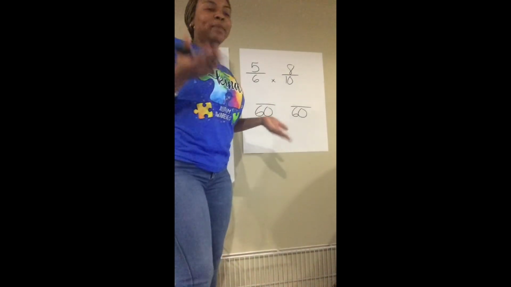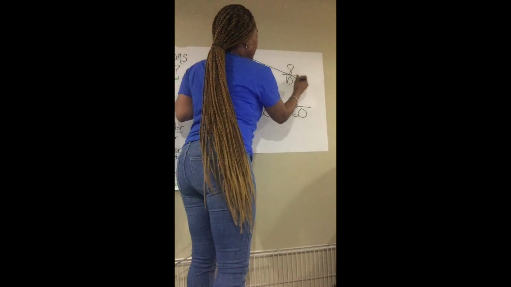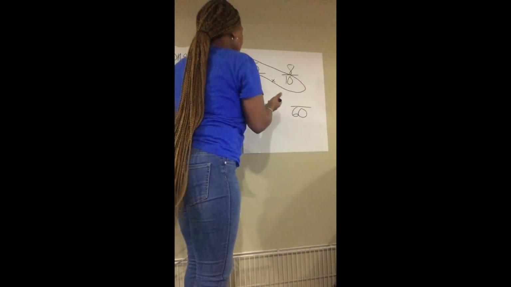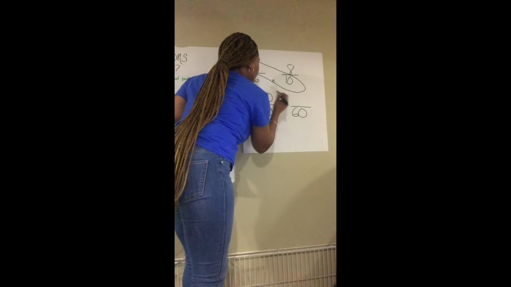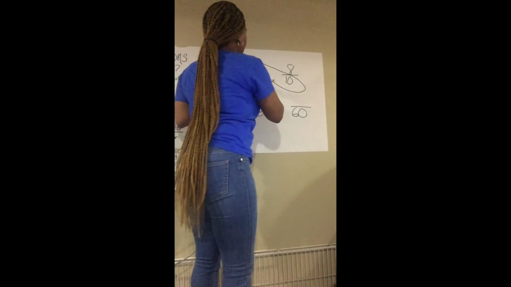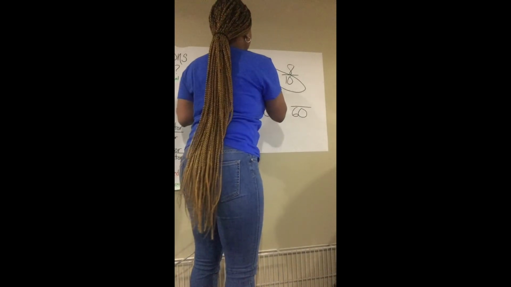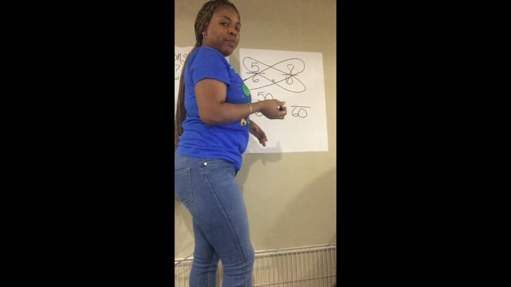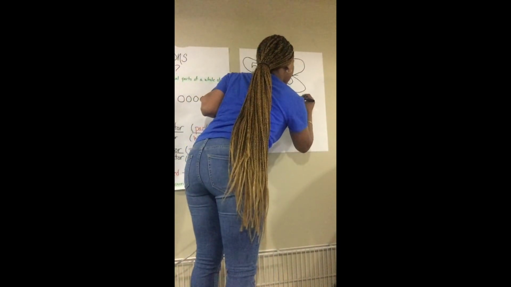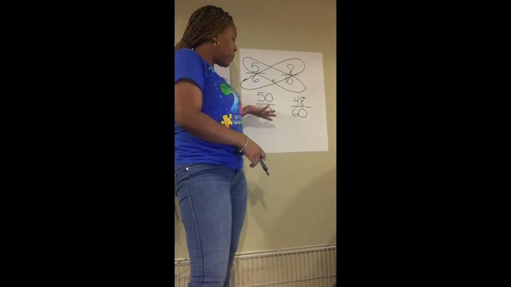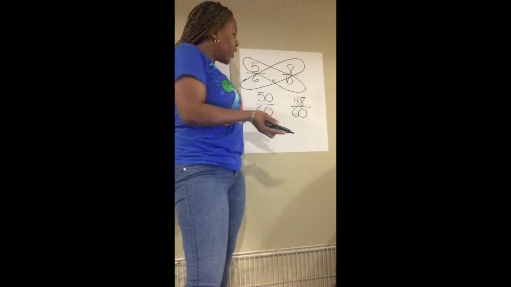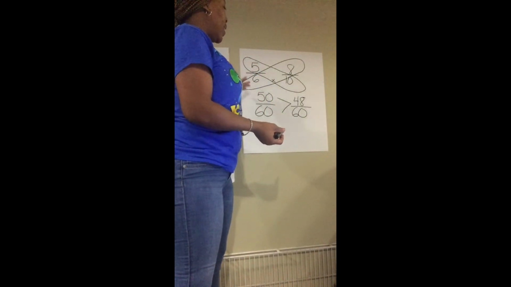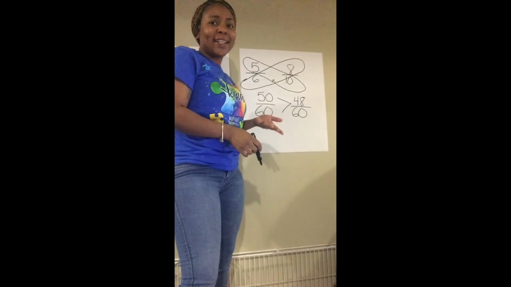Now, cross multiply. We're going to do 5 times 10. And 5 times 10 is what, guys? 50. Yes, 5 times 10 is 50. So now we're going to add 50. And then we're going to multiply our second two. This time, 5 times 8. And 5 times 8 is what? 48. Yes, 48. So, which number is greater? 50. Yes, 50 is greater than 48. So, that means that 5/6 is greater than 8/10. You guys are getting the hang of this pretty fast.